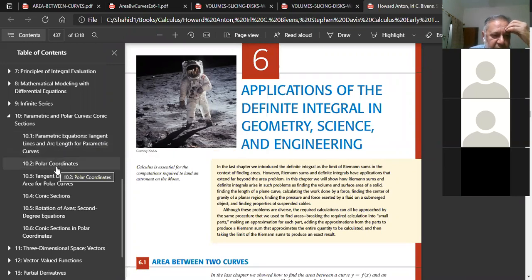We'll consider some polar coordinates very briefly, although this article is very lengthy and lots of things are there, but I'll consider only a selected part of that, and that I'll include in my lecture notes that I'll share with you. And next thing in the 10th chapter is tangent lines, arc length, and area of polar curves.